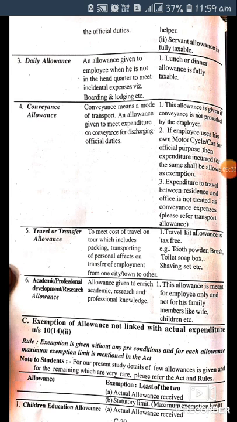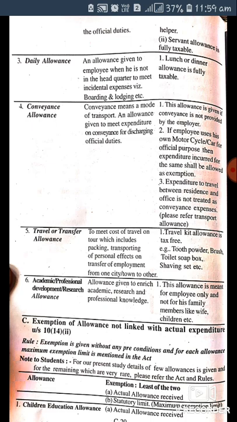Next is exemption of allowance not linked with actual expenditure under section 10, subsection 14(2). The rule is that exemption is given without any preconditions, and for each such allowance a maximum exemption limit is mentioned in the Act. So here, children educational allowance.